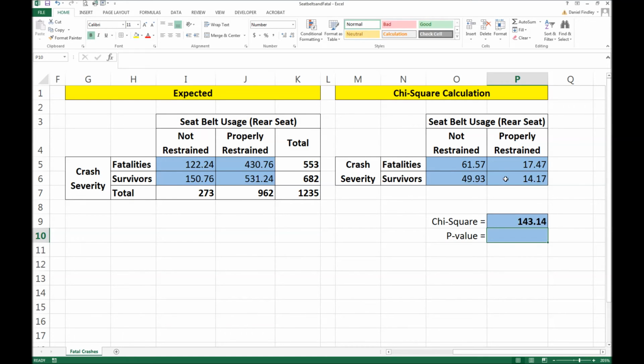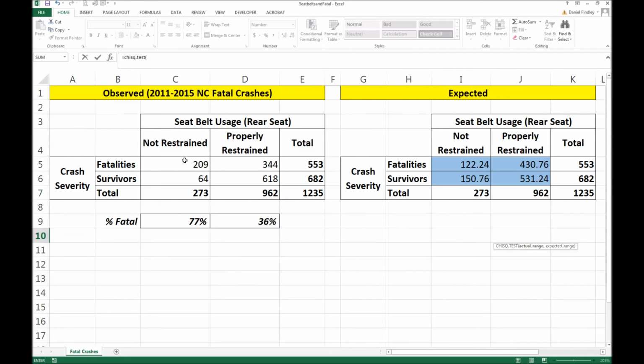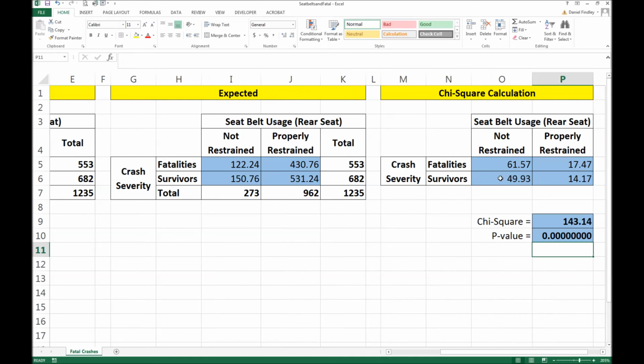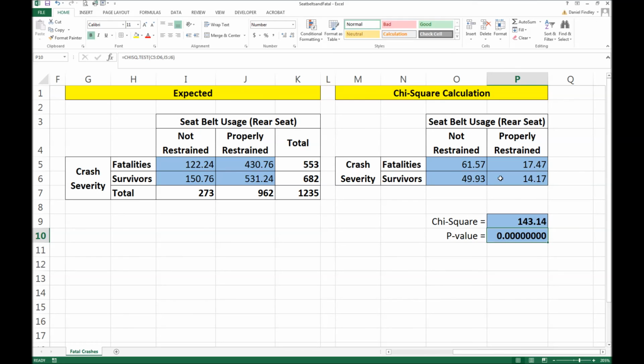Our overall chi-square statistic is very large, 143.14. We could use a lookup table to determine the appropriate or approximate p-value for this test, or we can use the Excel function CHISQ.TEST. For this, we're just going to select the actual data and then with a comma separate it from the expected counts, and we're going to get a very small p-value here, very close to 0.